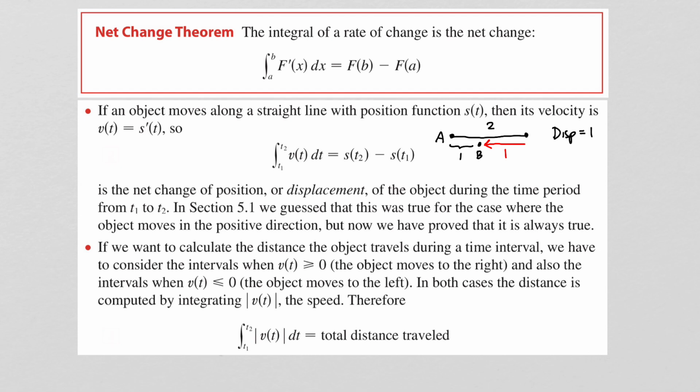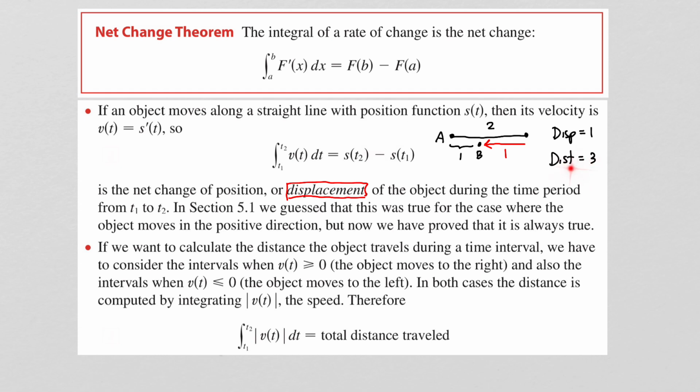However, that's not the same as the distance traveled, because if you take 2 steps forward and 1 step back, your distance traveled is 3 units. So when you integrate the rate of change of a position function, you are getting the net change in the position, which again is called the displacement. And this can be positive or negative, because if you take more steps backwards than forward, you will end up behind where you started.